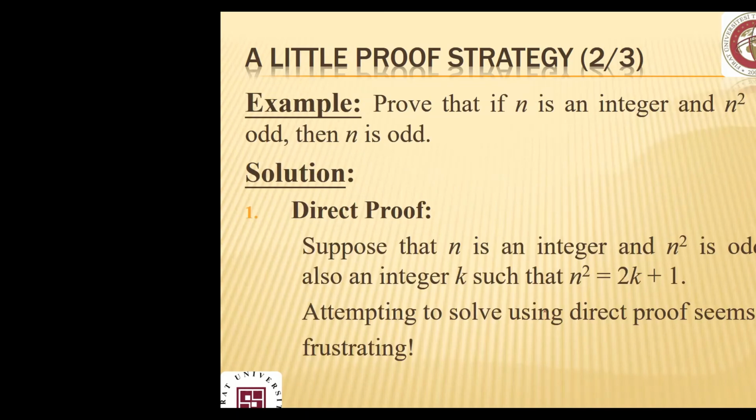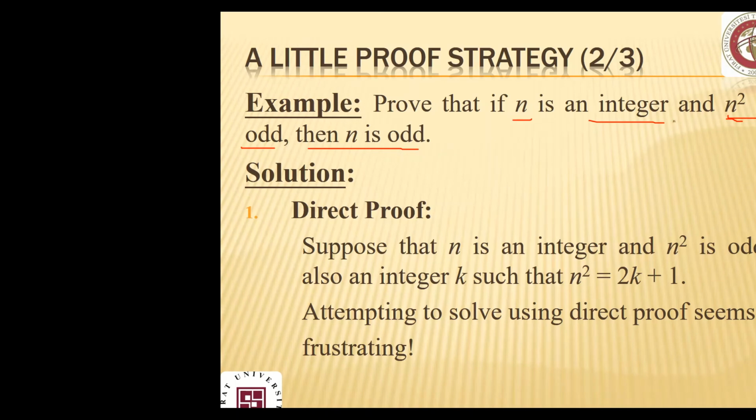For the direct example, let's say we have n as an integer and n squared is odd, then n is odd. Now look at this. What we have here: n is an integer, and n squared is odd. Now look, which one is simpler, n is odd or n squared is odd? Of course, n is odd is easier. If we go through the direct proof, it's really hard.